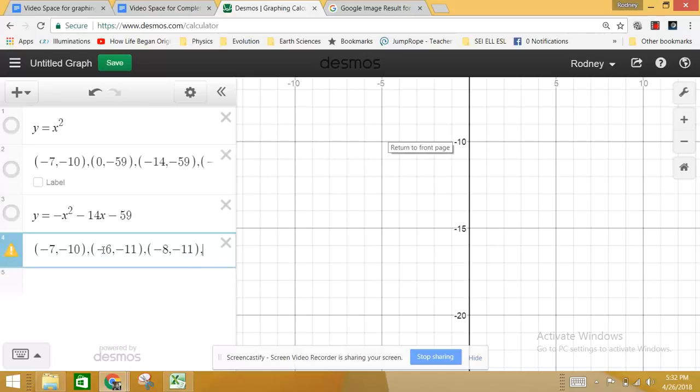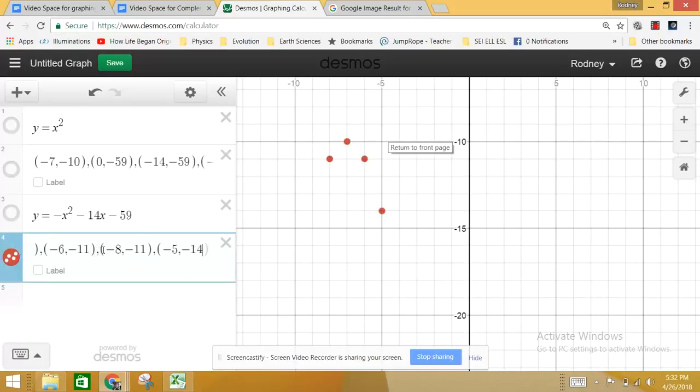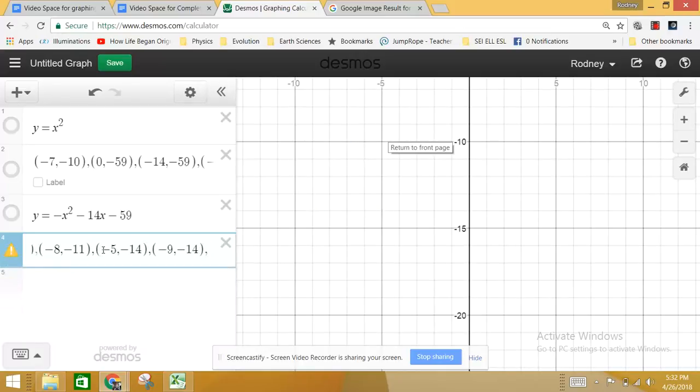And now I will go over one more from negative 6, one more out from my center, from negative 6, and one more out from negative 8. So I'll have negative 5. And this time I'm going to go 3 down from negative 11 to negative 14. And I'm going to go in the same other direction with negative 9, negative 14. And I'll go one more.